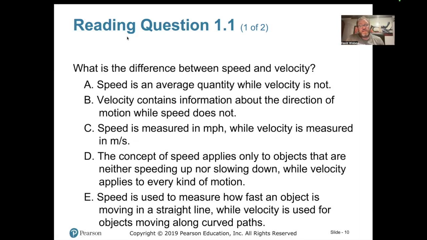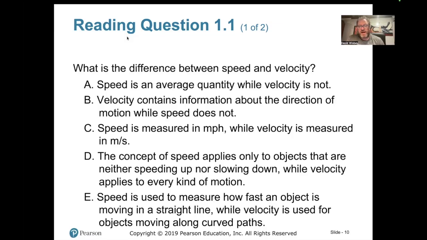Well, that one looks pretty promising, because yes, absolutely. Velocity does have a direction and it has a magnitude. Speed doesn't have a direction. Speed's just a number on your speedometer when you drive. It's based off of how fast the wheels are turning, but you don't know any direction. So B looks good.